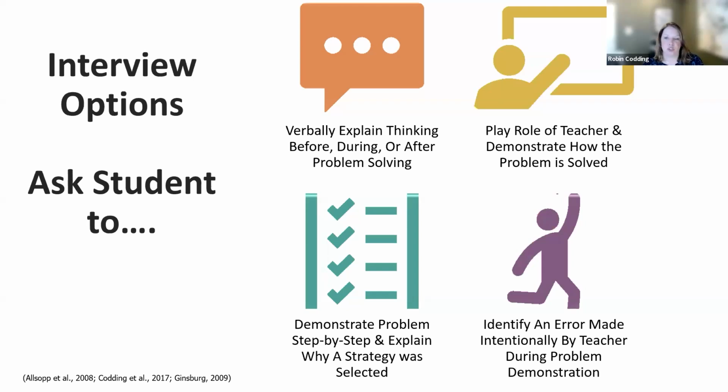So in this case, the teacher is demonstrating the problem and making specific errors and seeing if the student can catch those errors. So that gives us another opportunity to think about what the student has mastered or not mastered about the process of solving that problem.